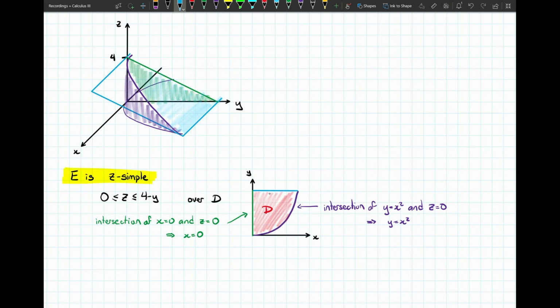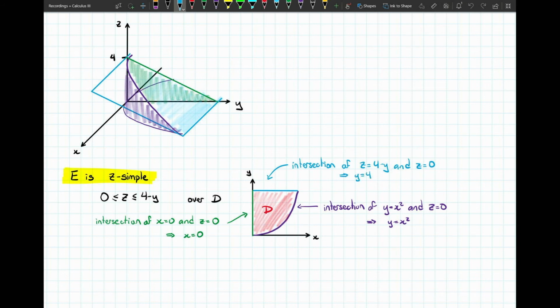Finally, this blue line. That one might be a little bit trickier. That blue line, looking at this three-dimensional picture, is where this diagonal plane intersects the xy plane. So that's the intersection of this function z equals 4 minus y and z equals 0. If we set z equal to 0 in the equation z equals 4 minus y and solve for y, that gives us y equals 4. And sure enough, that's the equation of that line now.